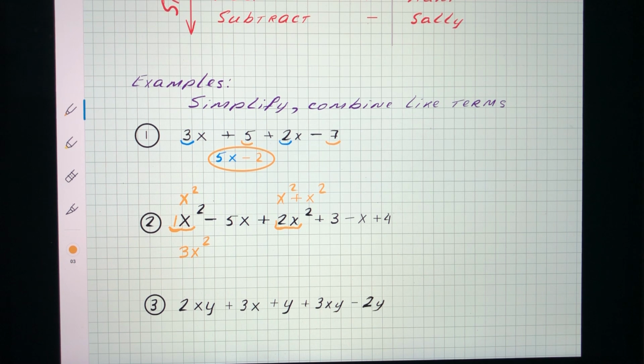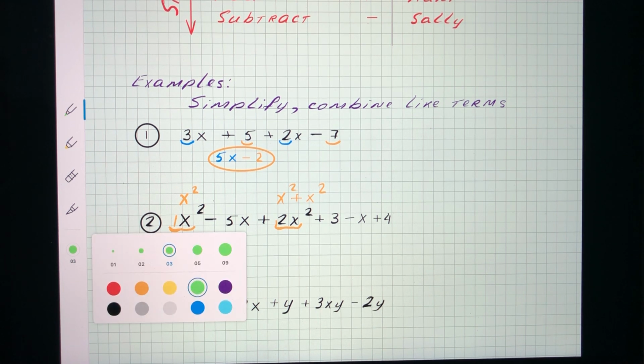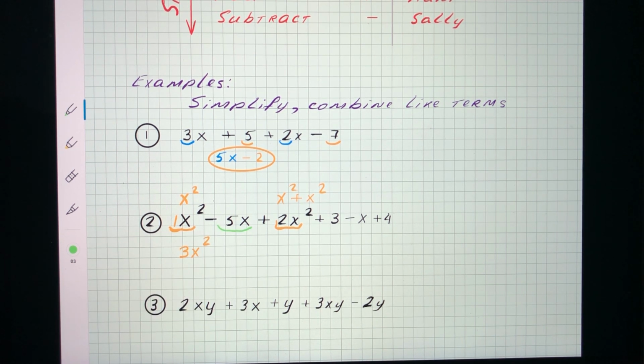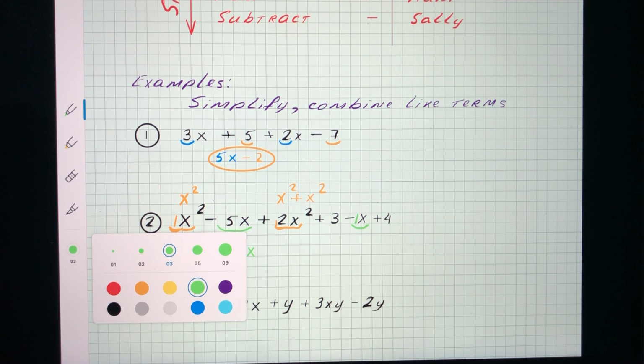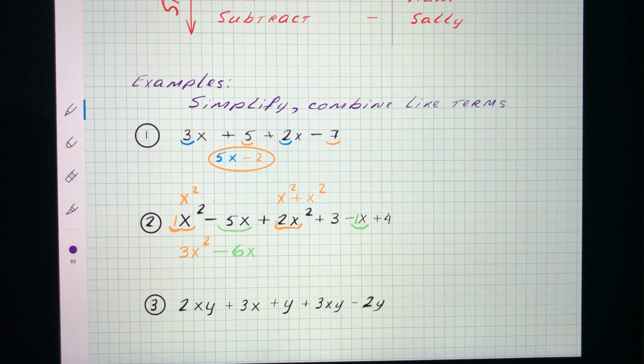Then let's look at the other terms. Here we have negative 5x and minus x. Again, if there is no number, that's a 1. So we have negative 5 minus 1, and that makes negative 6x. Green is a little bit difficult to see, so let's change it to something else. Let's call it negative 6x in purple. And then finally the numbers. 3 plus 4 will make 7, so plus 7, and that's the final answer to our example number 2.